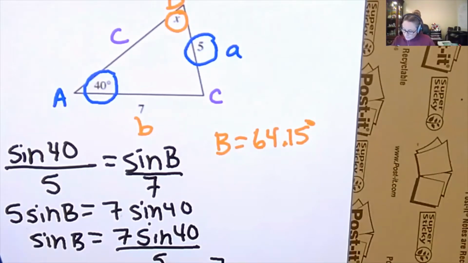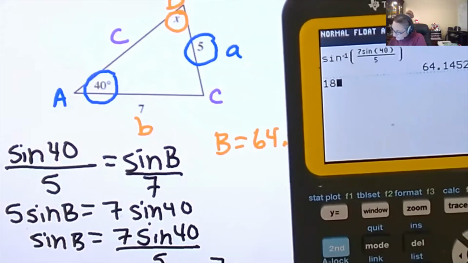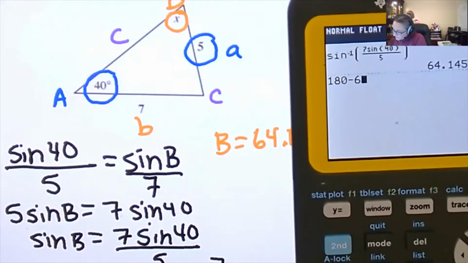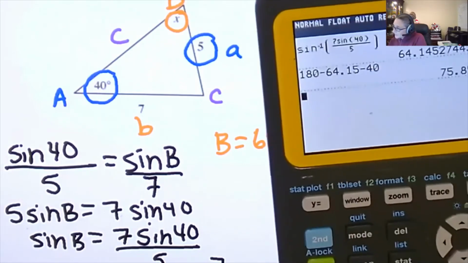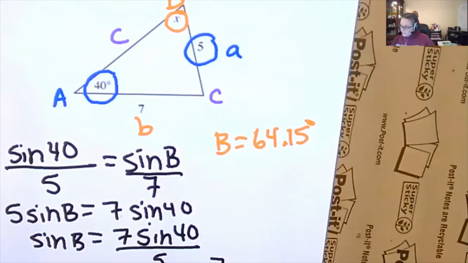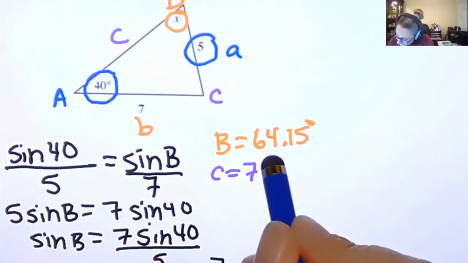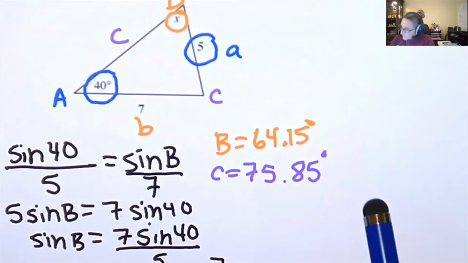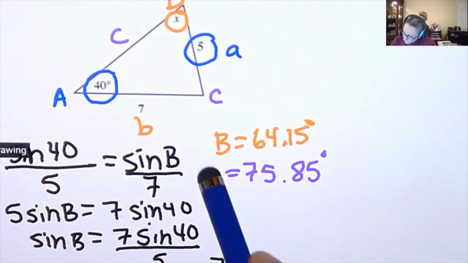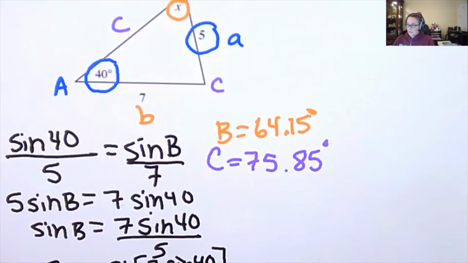So I am going to go 180 minus 64.15 minus 40. And I'm going to get 75.85 for C. So 75.85 degrees. And then I'm going to find little c. Here, I should make this one look like it's a bigger C. That's capital C. So now to find little c, I can use law of sines again.